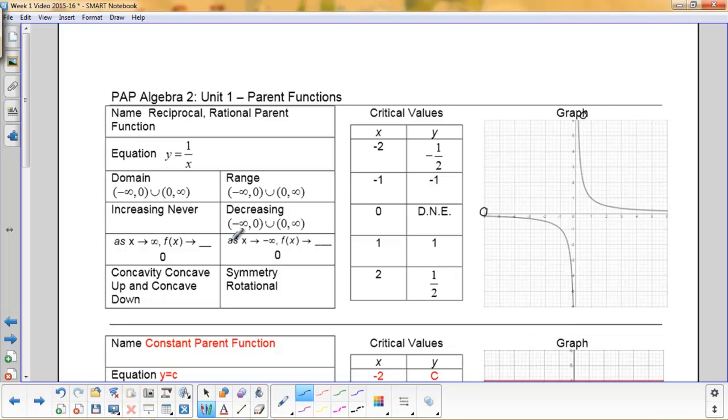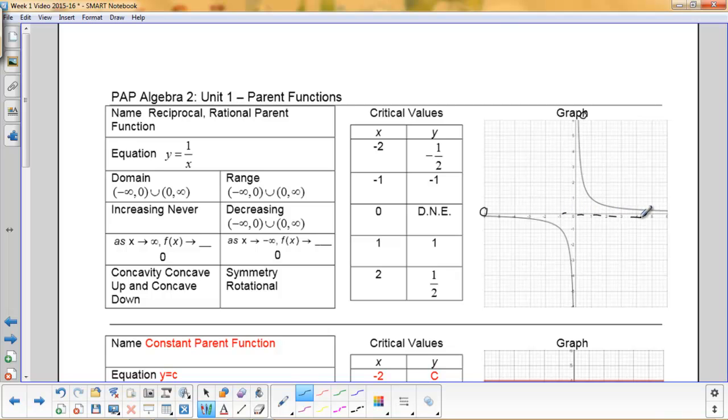Notice our end behavior all of a sudden has changed from all of our other parent functions. So as x gets really big, that's out here, notice what y is approaching. y is approaching something very special. That is called an asymptote.